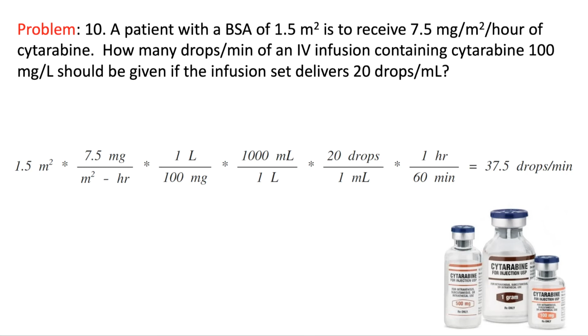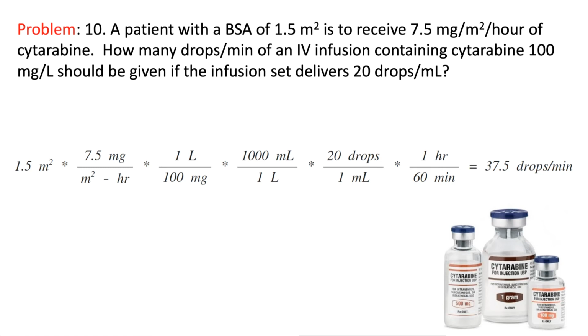Okay, so the first thing is to convert the weight of the drug in milligrams to some volume, and that is going to be based off of the concentration we were given, which was a little weird, but we can deal with it. We were told that the concentration of the solution is 100 milligrams per liter. So we're going to multiply this times 1 liter over 100 milligrams so that milligrams cancel, and I'm now essentially in liters per hour.